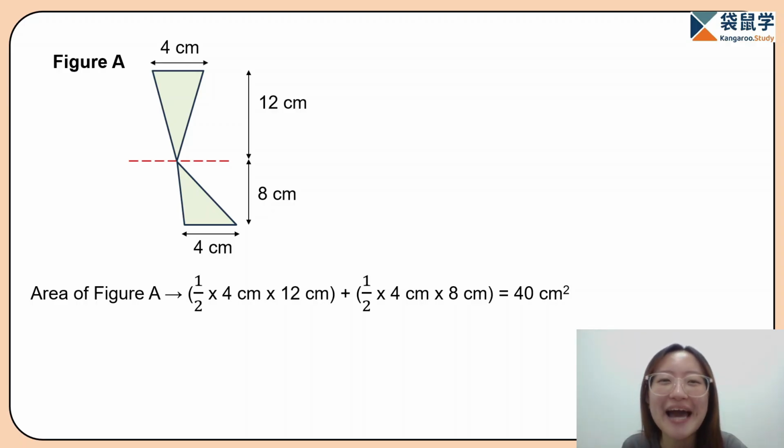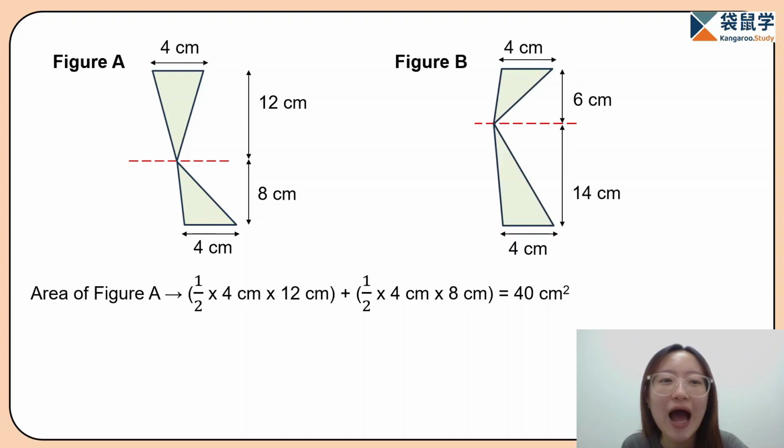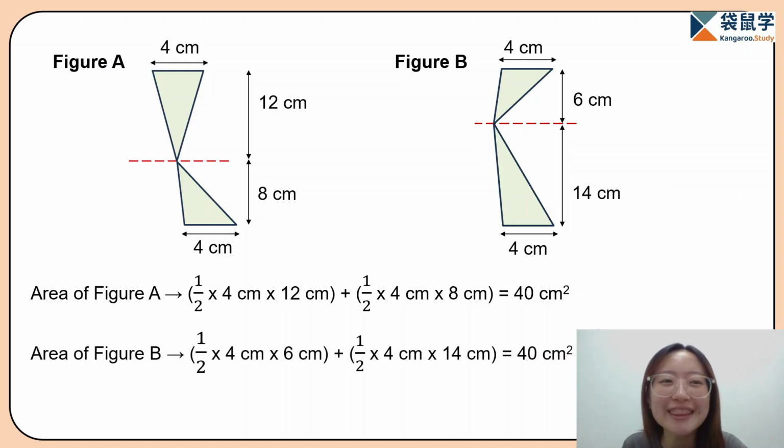Now let's take a look at another figure B. How can we find the area of this figure? We can do the same by taking the area on top plus the area below to get the area of 40 centimeters squared. Oh, we notice that these 2 areas are the same. Why do you think so?